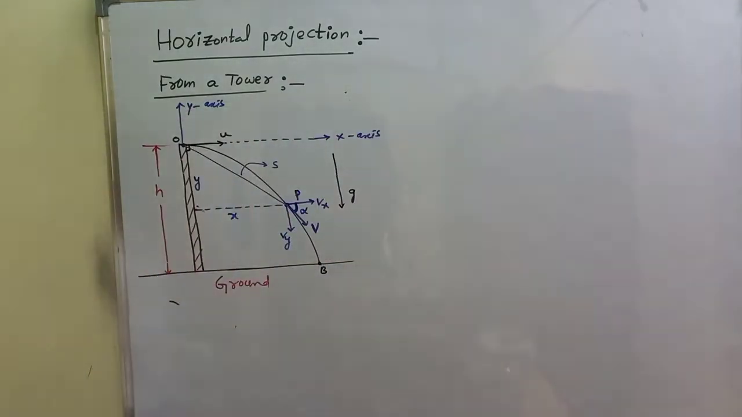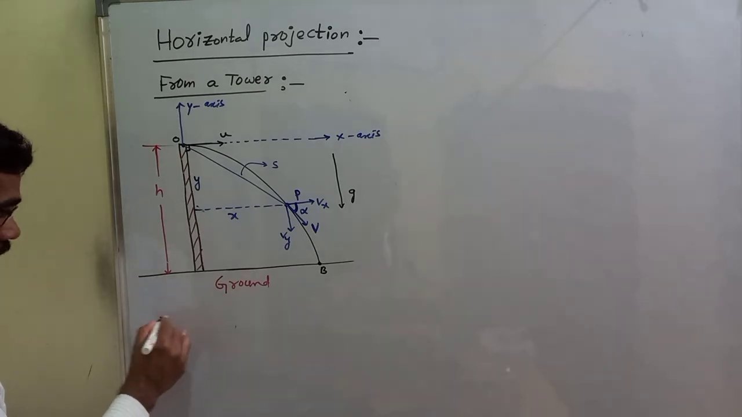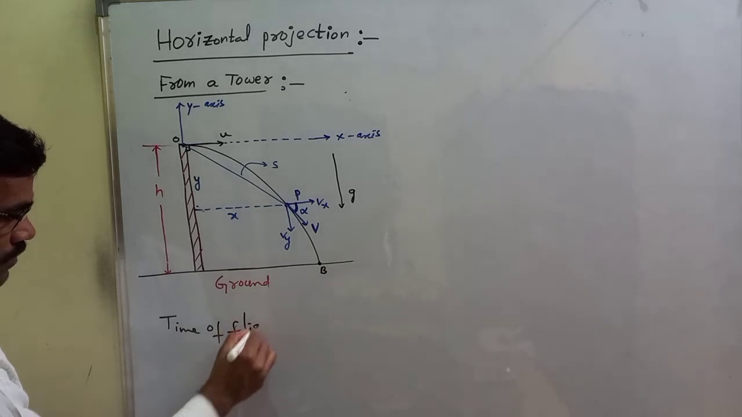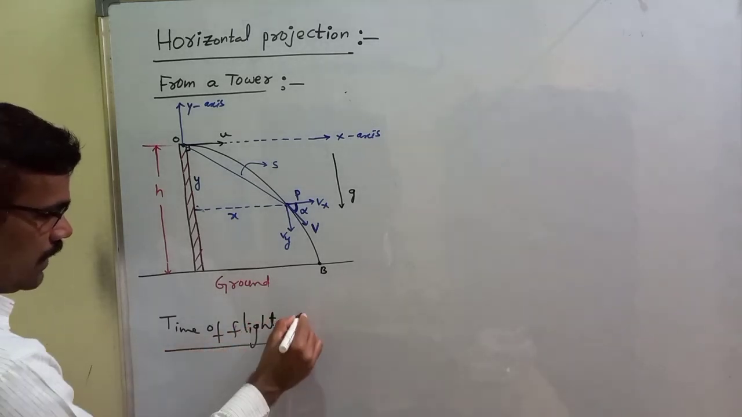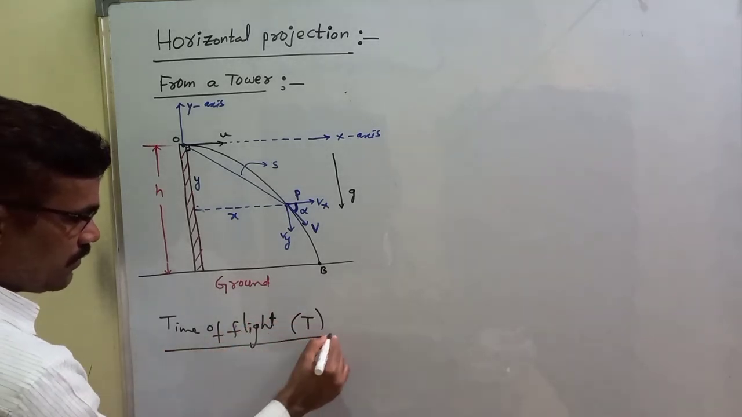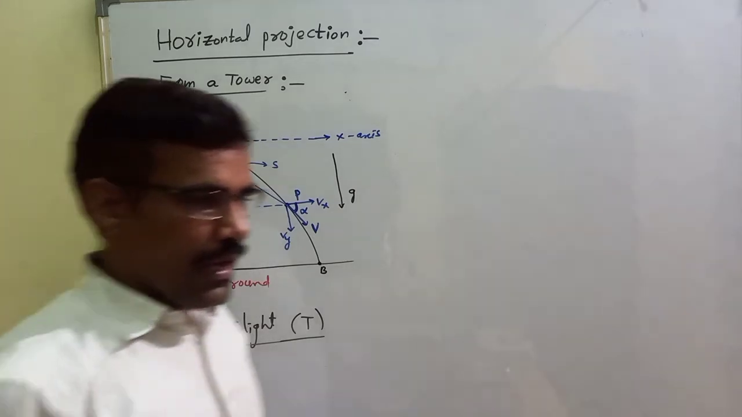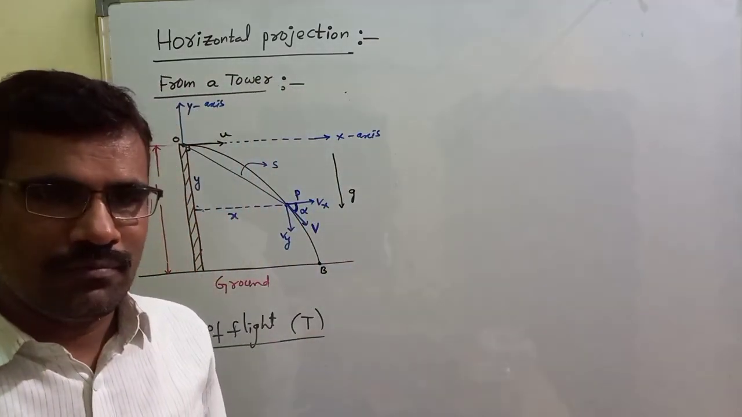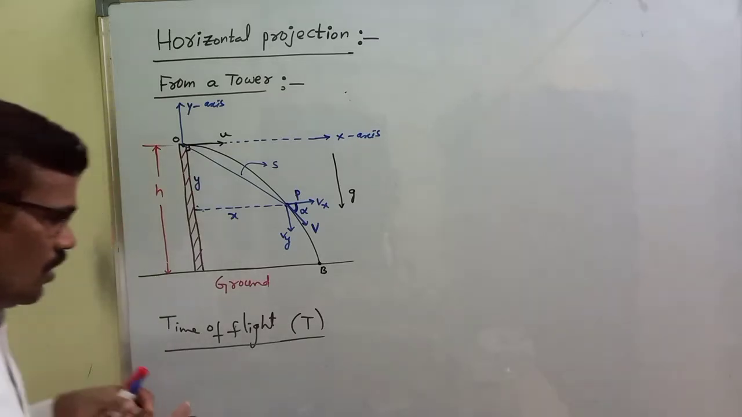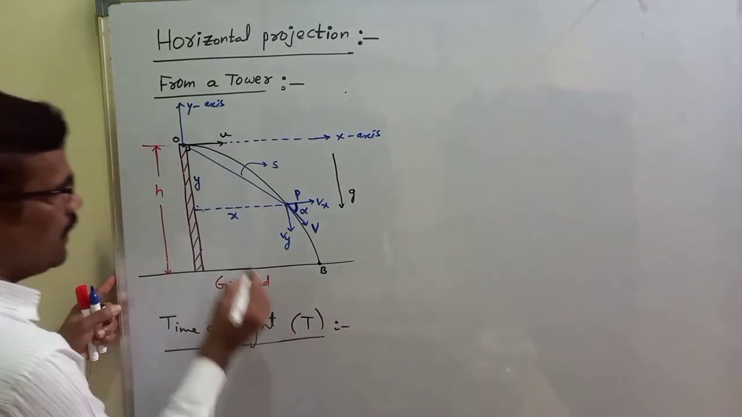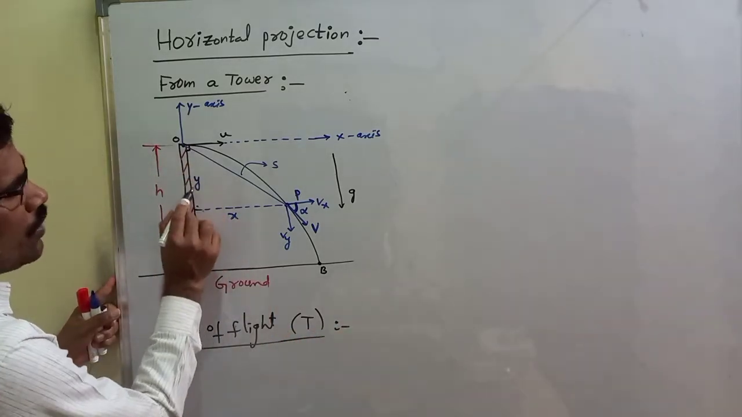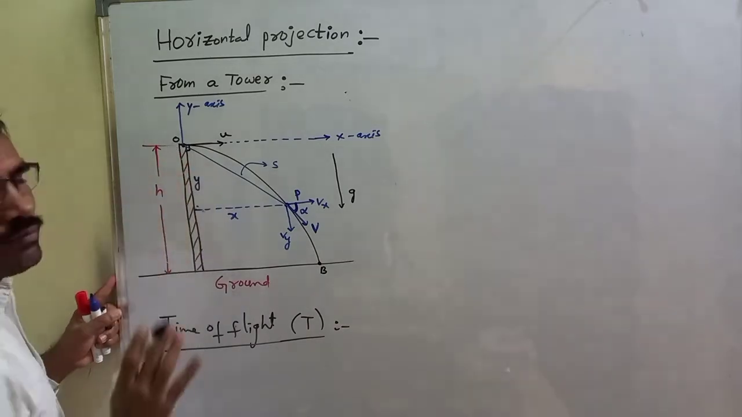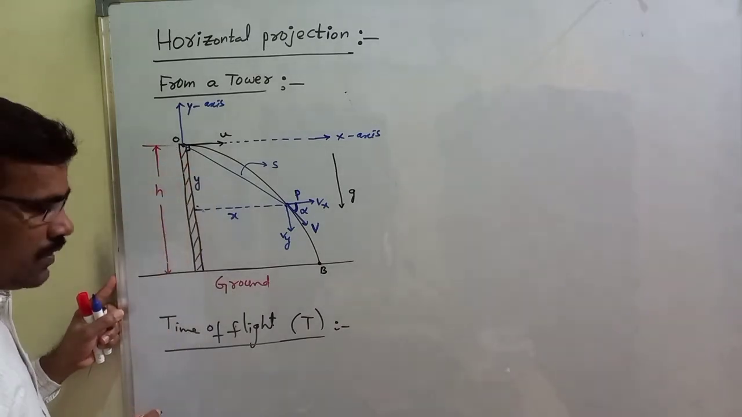Next, I want the time of flight and range for this case. Time of flight is represented by capital T. What is the time of flight? The time for which the body stays in the air is known as time of flight. So what is the time taken to reach B from O? That is the time of flight.